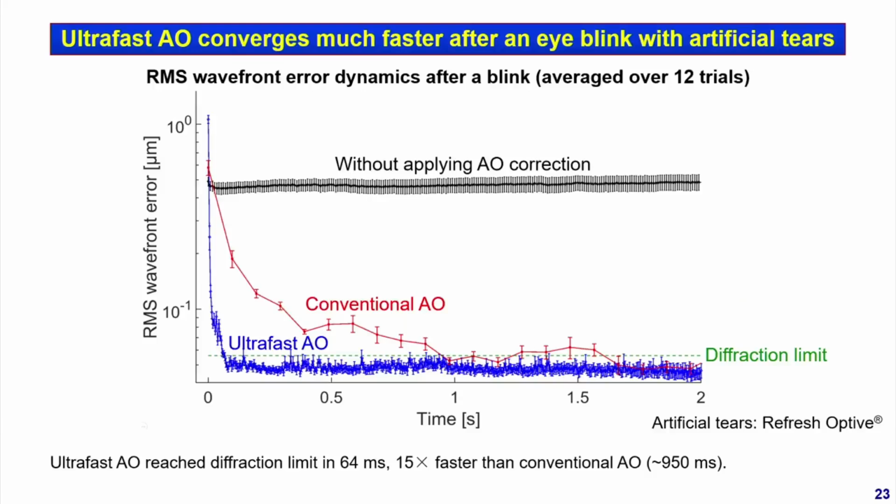In this example, artificial tears were used to reduce the effect of dry eye. After a blink, ultrafast AO reached diffraction limit 15 times faster than conventional AO. After reaching the diffraction limit, the mean wavefront error for conventional AO went above diffraction limit at around 1.5 seconds.